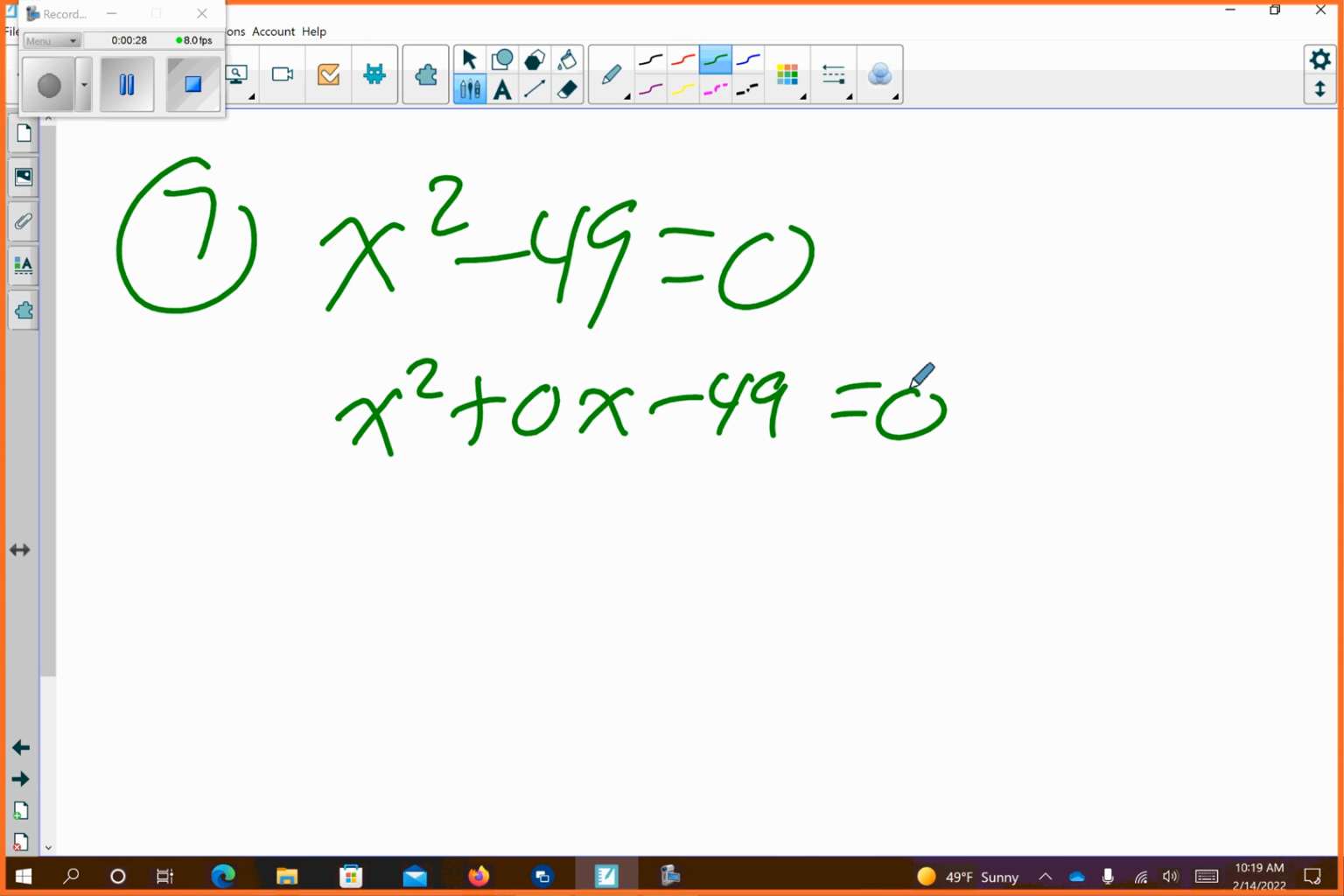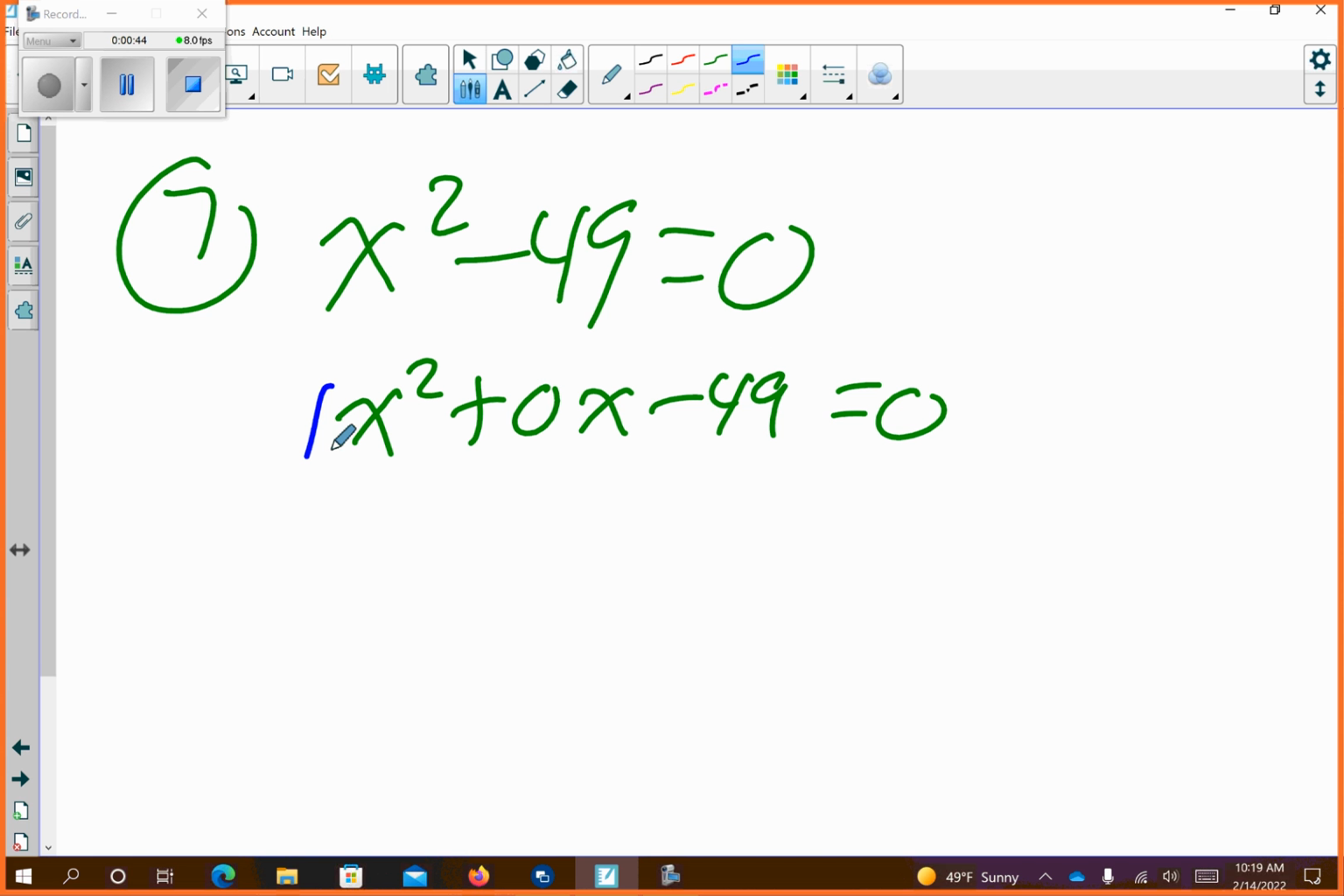Now someone asked, should it be a positive or a negative 0? It doesn't really matter because 0 is signless. It's not positive or negative.